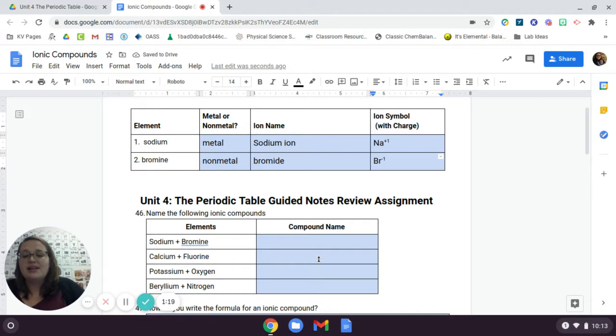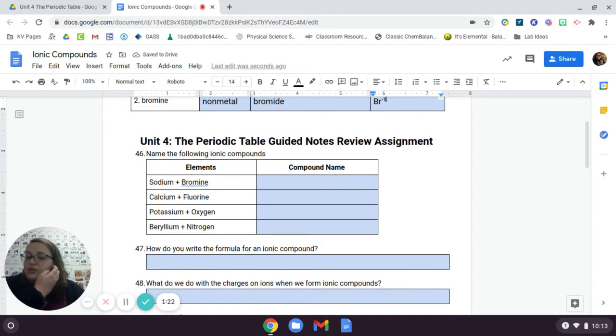So now on this next part, I'm going to go through your notes that are found on your Unit 4 periodic table guided notes review assignment. And we're going to go through a few of these. So the first part is how we name an ionic compound. The general form for an ionic compound when we name them is metal, non-metal, ide. So we don't worry about the numbers or anything when we name them. We're just going to name them based on their metal name and their non-metal, and then we're going to add the ide to the end.